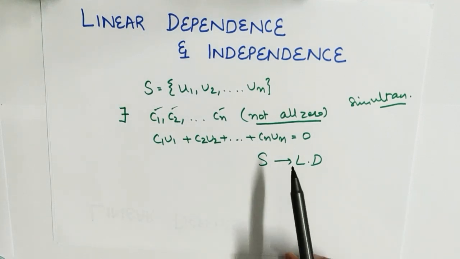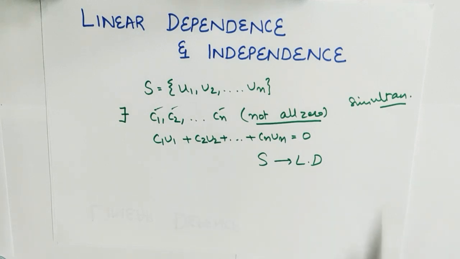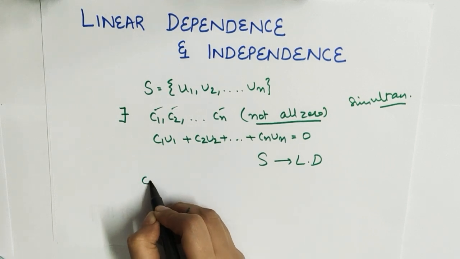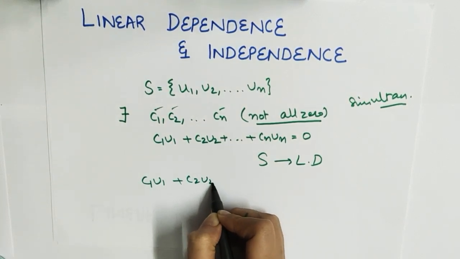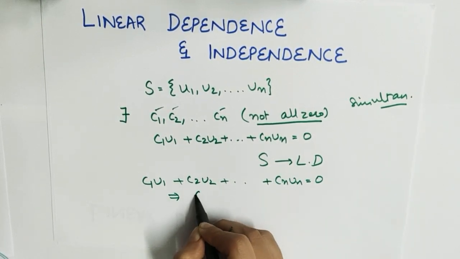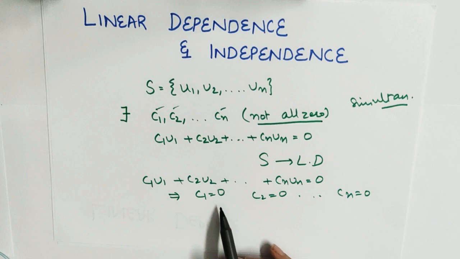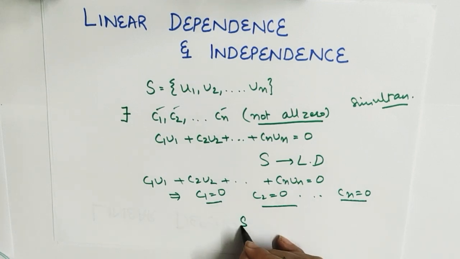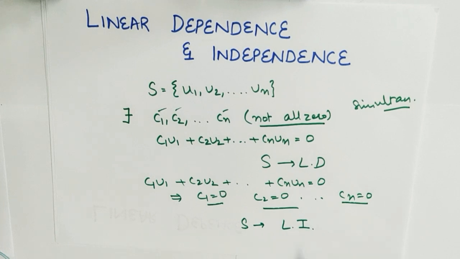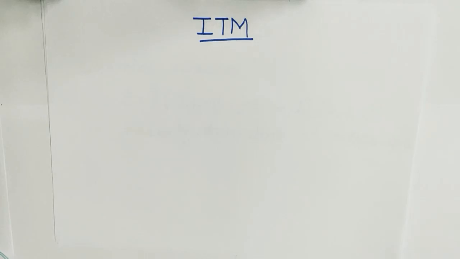If there does not exist such scalars, then the set S is said to be linearly independent. That means that whenever c1u1 plus c2u2 plus cnun is equal to 0 implies c1 is 0, c2 is 0, cn is 0. So if all of the scalars come out to be 0, then my set S is said to be linearly independent. Having known the concept of linear dependence and independence, let us move forward to the method that helps determine whether a set is linearly dependent or independent.